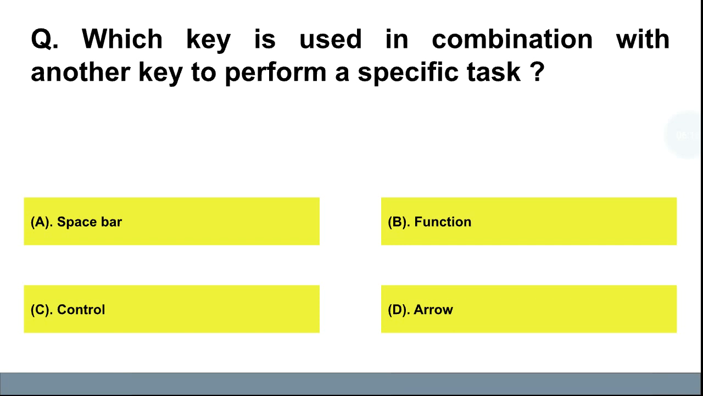Next question: which key is used in combination with another key to perform a specific task? Option A, space bar, option B, function, option C, control, option D, arrow. And the correct answer is option C, that is control.